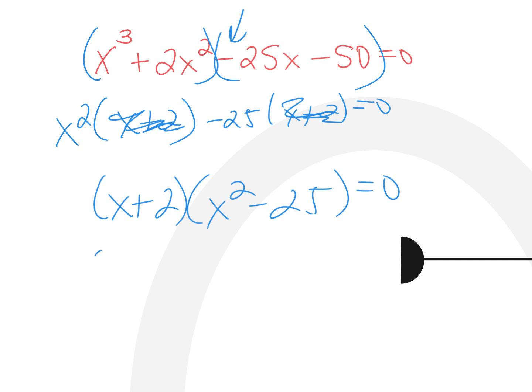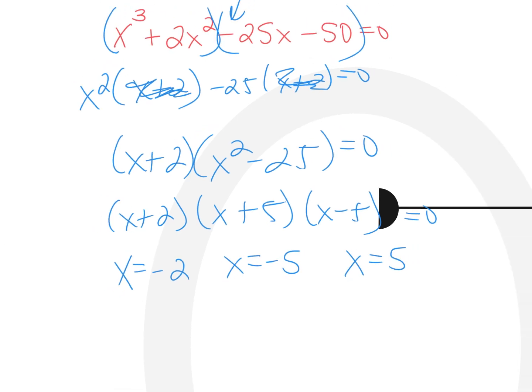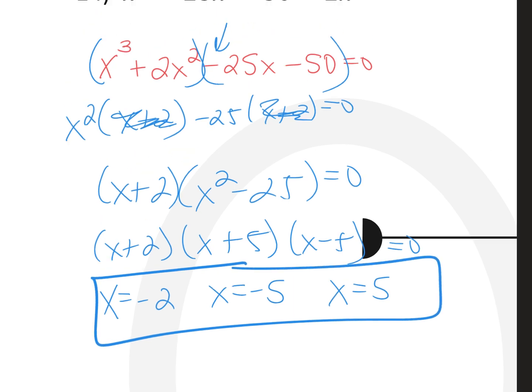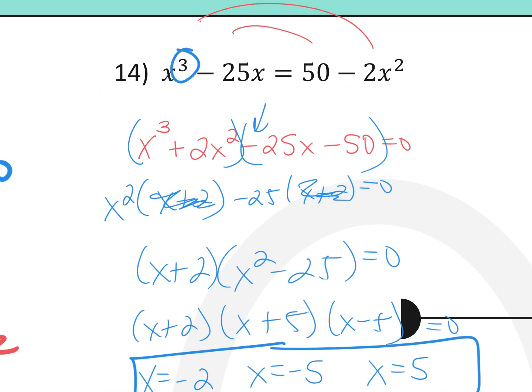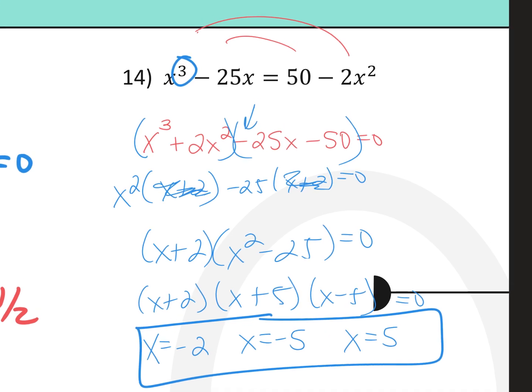It is the difference of squares. Perfect. X plus 2, x plus 5, x minus 5 equals 0. So I get x equals negative 2, I get x equals negative 5, and I get x equals positive 5. 3 answers. How many did I know I had from the get? 3.